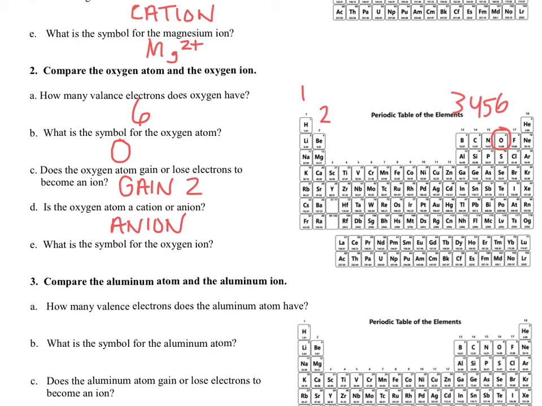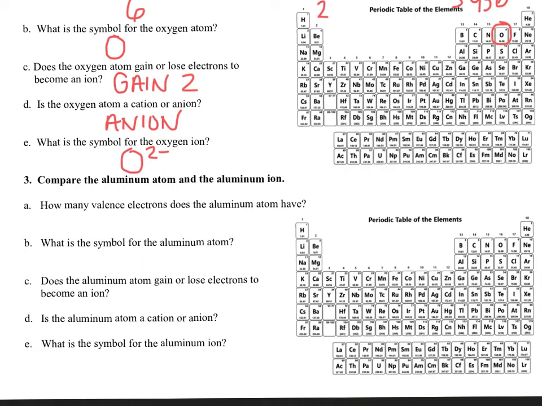What would be the symbol for the oxygen ion? Well, it's always going to be O for oxygen, but since it gained 2 electrons, it now has a 2- charge. So it's O2-. Tackling the last section, we are going to look at aluminum, Al. All right, the first question is, how many valence electrons does aluminum have?